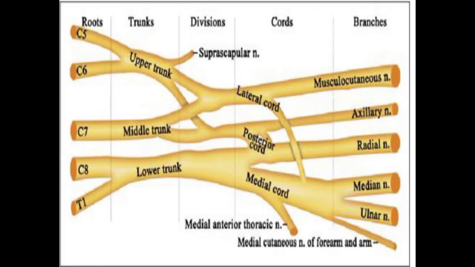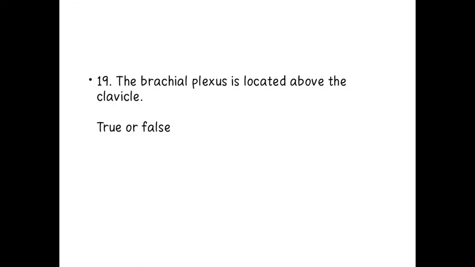So this is the brachial plexus. So you can see the C5, the C6, the C7, the C8, and the T1. So moving on. Number 19.